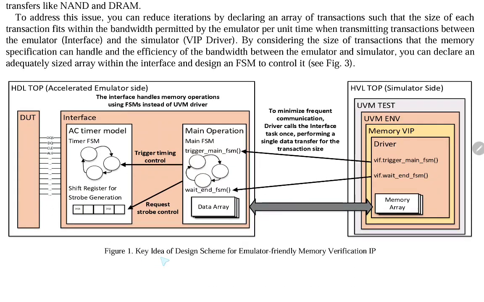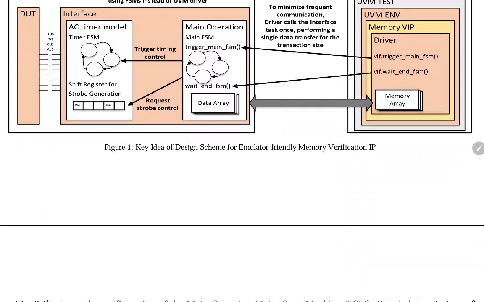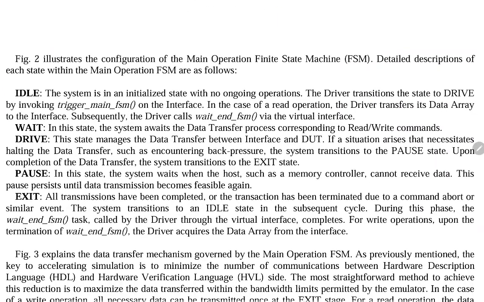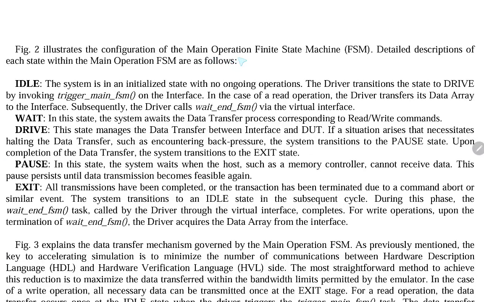Figure 1 is the key idea of the design scheme for emulator-friendly memory VIP, memory verification IP. Figure 2 illustrates the configuration of the main operation finite state machine, FSM. A detailed description of each state within the main operation FSM is as follows.